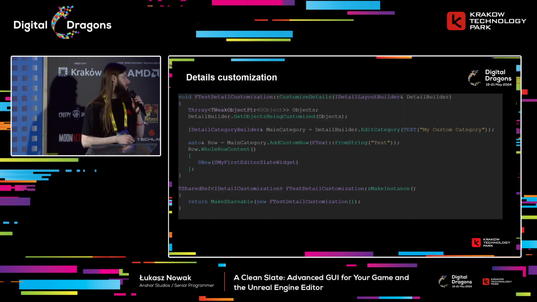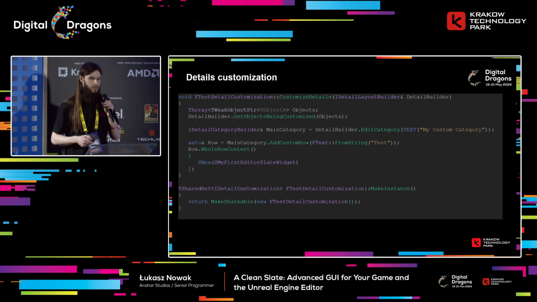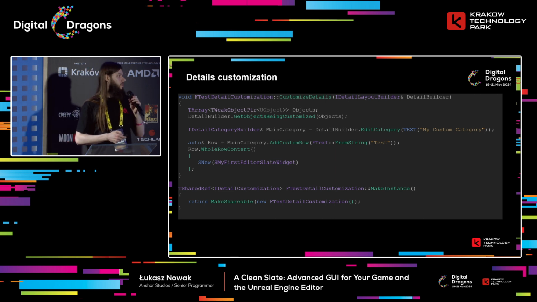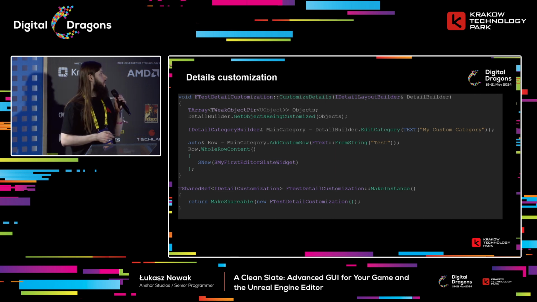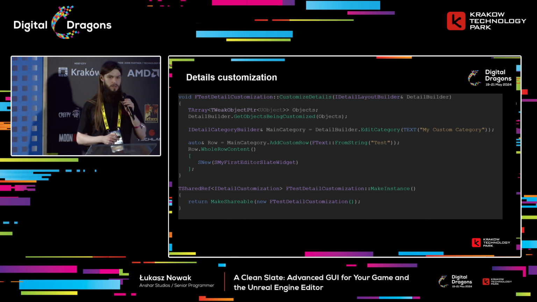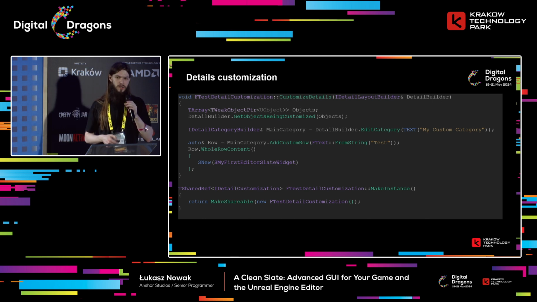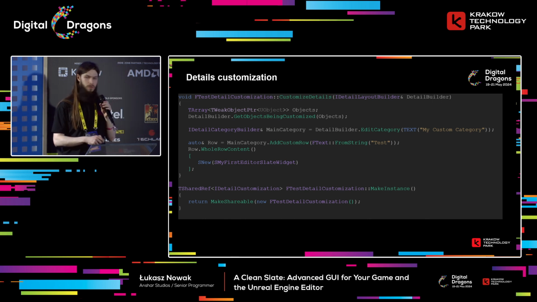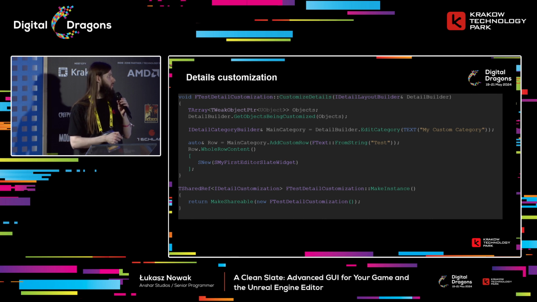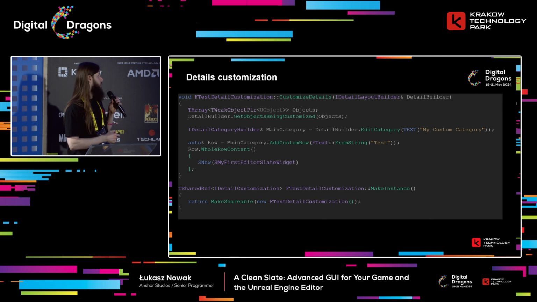Make instance is really simple. You just create a shared pointer, shared reference, sorry, and the customize details is the function where you actually create your stuff. Note that this is also not the entire class, because I've only focused on the Slate part of it. You would also need to hook up to respond to whatever the user does to your Slate, because I've created here this row. This row, it's the same hierarchy.